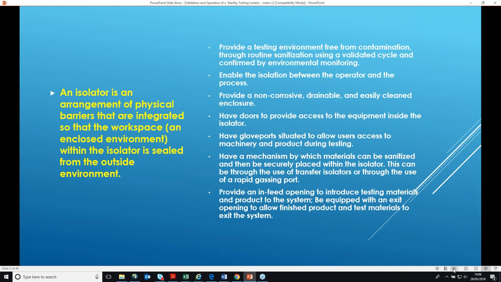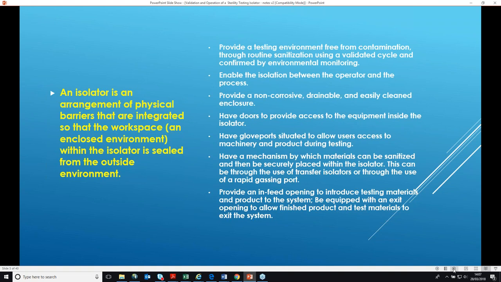Okay, so just to get a baseline, what is an isolator? Well, an isolator is simply an arrangement of physical barriers that are integrated so the workspace, the enclosed environment, is sealed from the outside environment. In terms of advantages, isolators provide a testing environment that is free from contamination. And this is achieved through routine sanitization using a validated cycle. And this can be confirmed by physical checks and through monitoring of the environment.